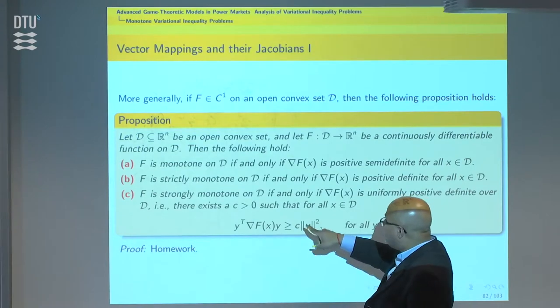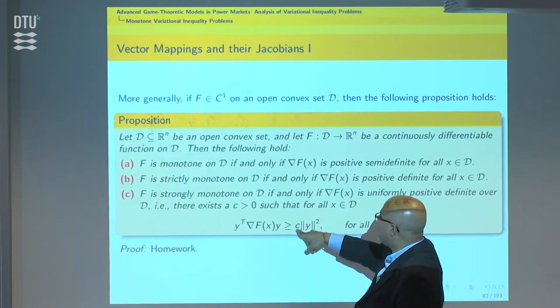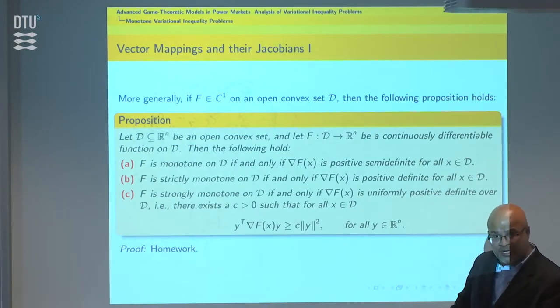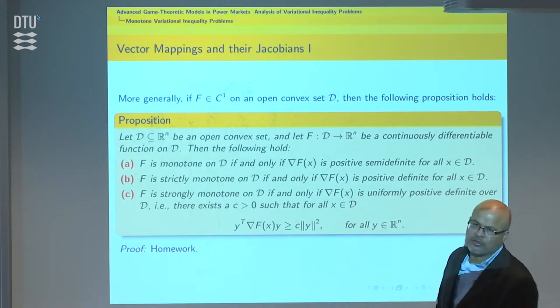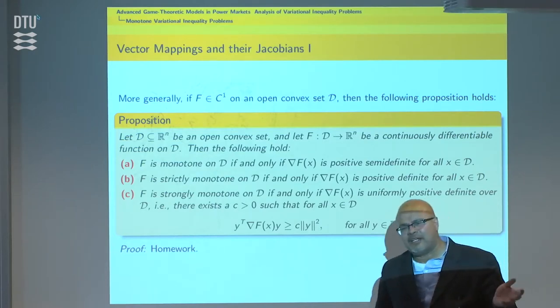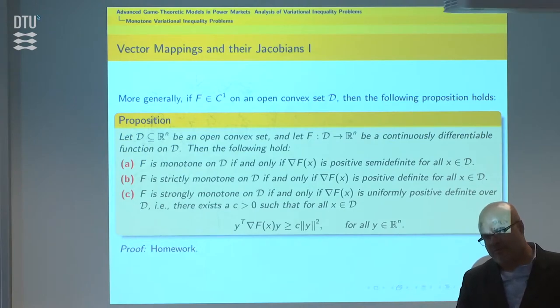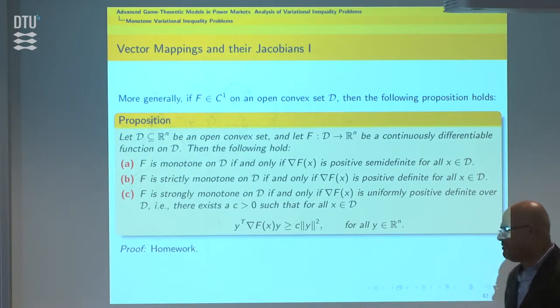And it turns out that this constant, in this case, might be a function of x. As long as there's a lower bound c, which you can compute, then it's strongly monotone. If it turns out that that value is just some positive and you can't get a lower bound, then it's just strictly monotone. Do you understand? Yes. I'll give you some examples of that.